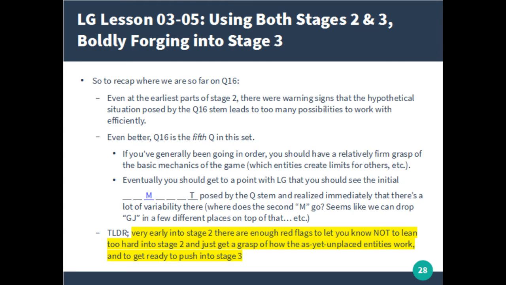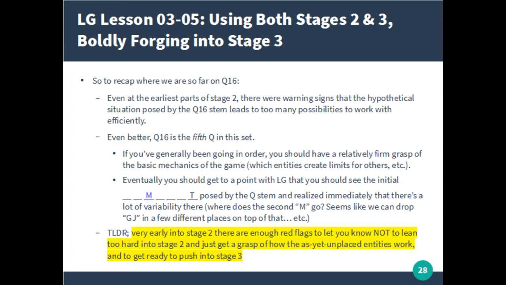So a recap of where we are so far on our work in question 16. Even at the earliest parts of Stage 2 for this question, there were a lot of warning signs that the hypothetical situation posed by the information given in the question 16 stem leads to too many possibilities to work with efficiently. Trying to spin them all out is going to take forever. Even better, question 16 happens to be the 5th question in the set. It's the second to last one you do.